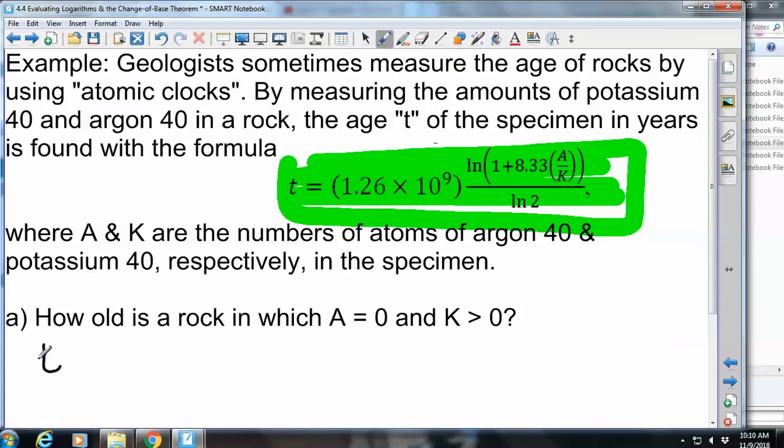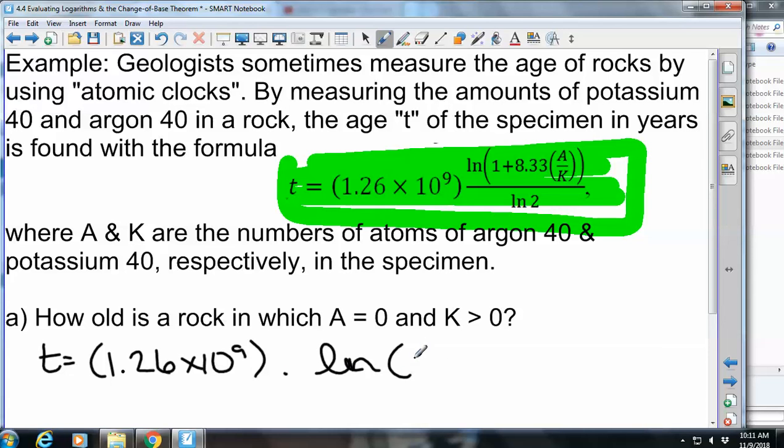Part A, how old is the rock, so we're looking for T, in which A equals 0 and K is greater than 0. I didn't actually give you a number to plug in for K, but I know that I'm going to plug in a 0 for my A. What happens when you do 0 divided by K? That's going to be 0.